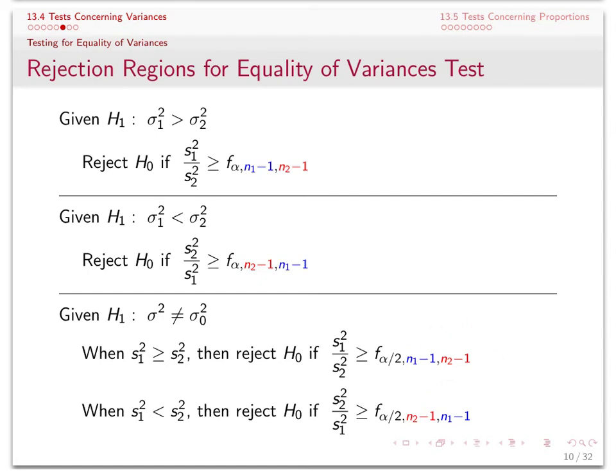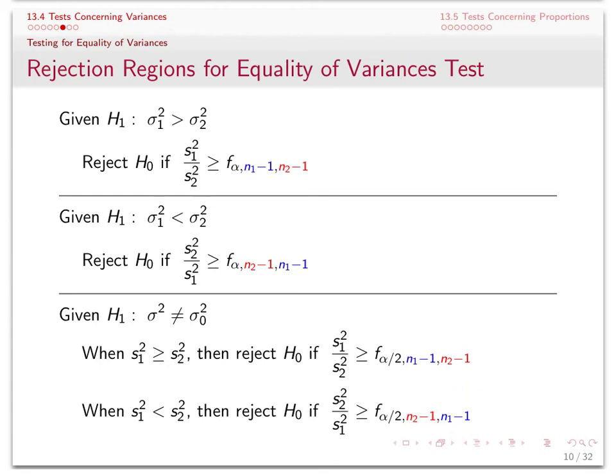Otherwise, if we're working with a situation with the sample variance from the first group is less than the sample variance from the second sample, then we're going to reject the null hypothesis if our test statistic of S2 squared over S1 squared is greater than or equal to the critical value for an F distribution with an area of alpha over 2 to the right, where our numerator degrees of freedom is given by n2 minus 1 and our denominator degrees of freedom are given by n1 minus 1.